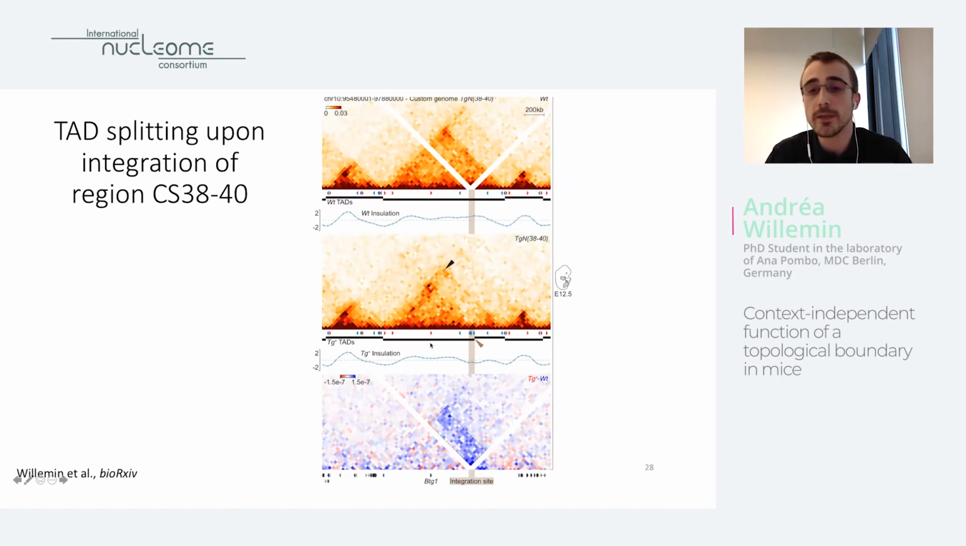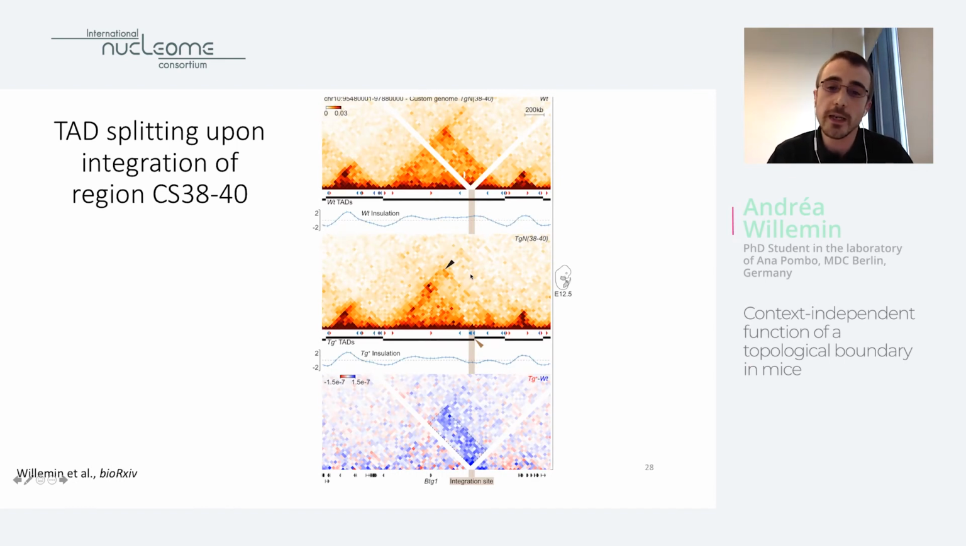So based on this observation, we asked whether the host TAD was maybe disrupted by the integration of the construct, and hence we performed Hi-C on samples that were homozygous for the integration. And by doing so, we indeed noticed the reconstitution of a relatively weak boundary at the level of the insertion, causing a splitting of the host TAD.